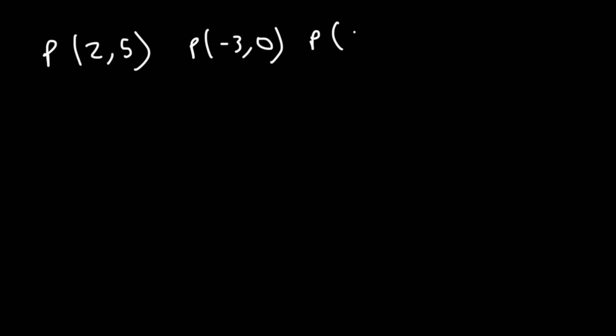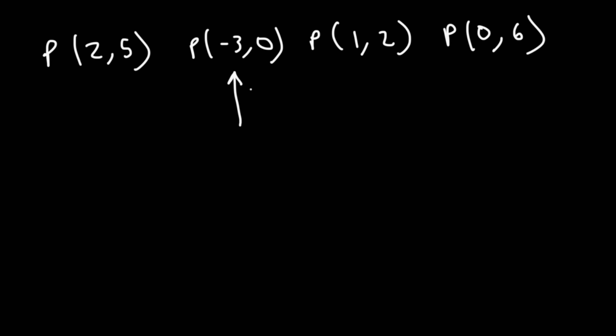So here's an example problem for you. Consider these 4 points, the point 2 comma 5, -3 comma 0, 1 comma 2, and 0 comma 6. Given these 4 points, identify the x and y intercepts.